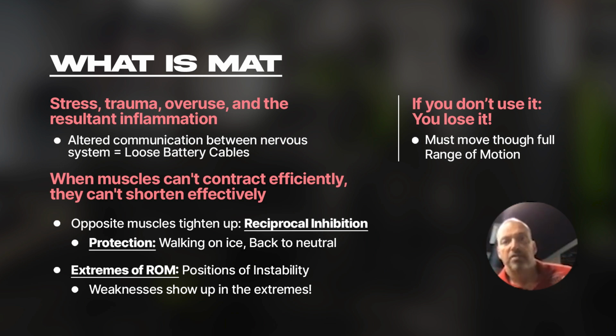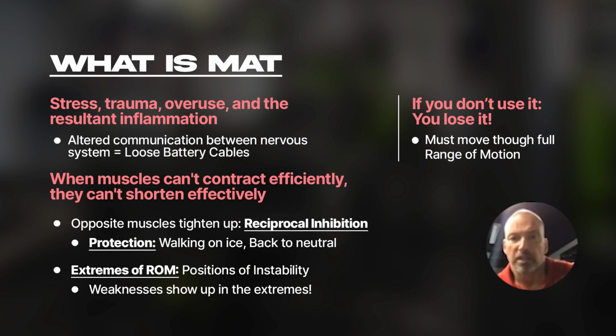And when you have stress, trauma, or overuse, the resultant inflammation alters the communication between the nervous system and the muscle system. And so those muscles can't contract efficiently, they can't shorten effectively. If they can't shorten effectively, then they can't do their job to stabilize joints and protect you from injury. So the opposite muscles tighten up, just like when you walk on ice. If you think about when you walk on ice, your body tightens up as a protective mechanism. The natural neurological response is that when the body senses instability, it tightens up as a protective mechanism.